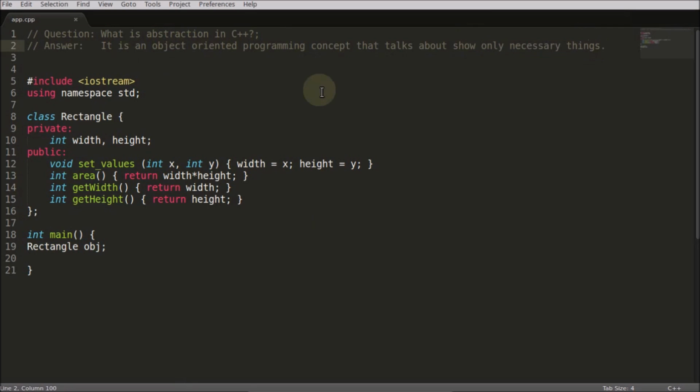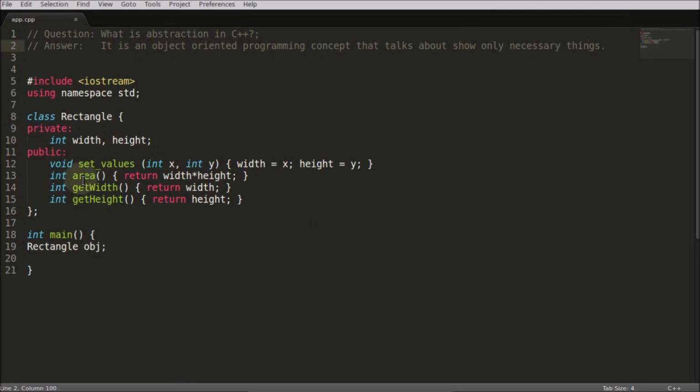Okay, so there is a misconception about data abstraction and data hiding. Lots of people think that both are equal, but they are totally different things. So first I will talk about data abstraction here. In the next video I will talk about what data hiding is. Abstraction means you don't want to show how you have implemented something.